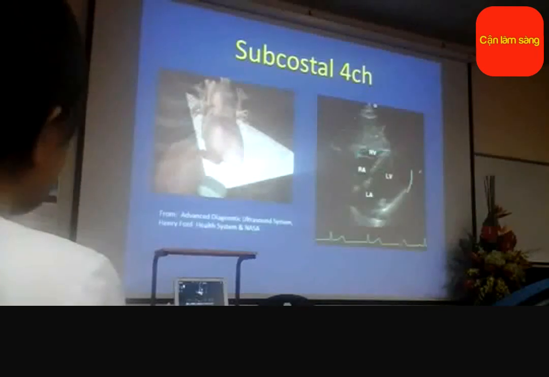And here we can get the four chambers, and also we can look for the inferior vena cava.